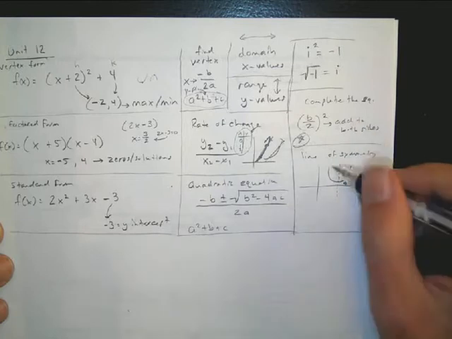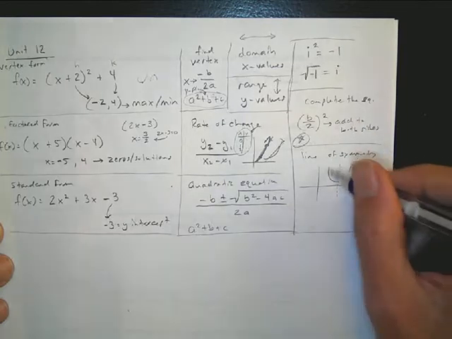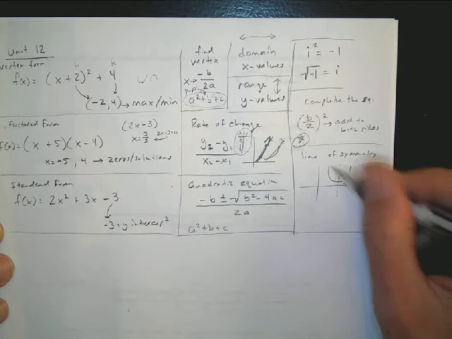And just recall, once again, the line of symmetry is where that quadratic equation makes its bend, where it has a maximum or minimum value. That line here is the line of symmetry.